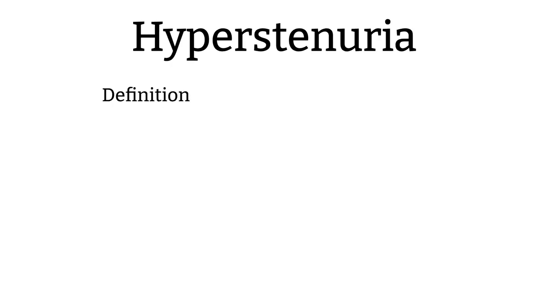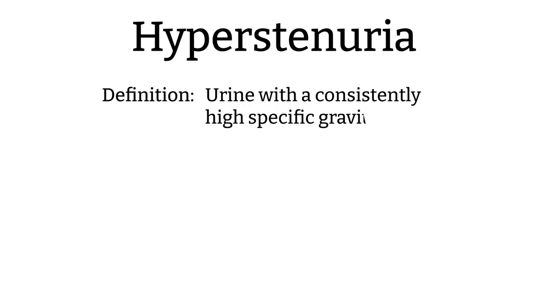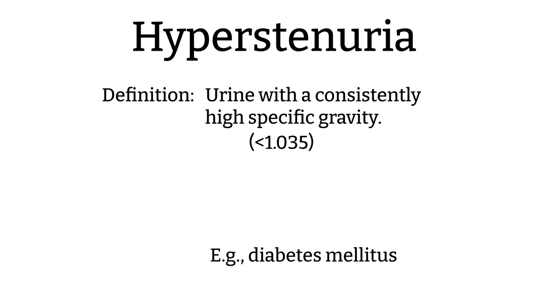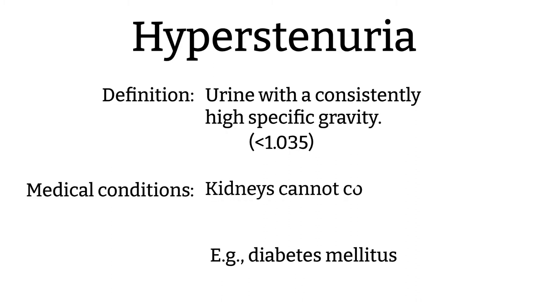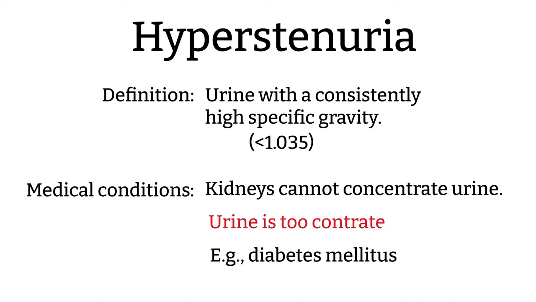Hypersthenuria is used to describe urine with a consistently high specific gravity. This could indicate dehydration or medical conditions like diabetes mellitus. In diabetes mellitus, there is a deficiency of insulin and an excess of glucose. Glucose molecules are very dense, and therefore the urine will have a very high specific gravity.